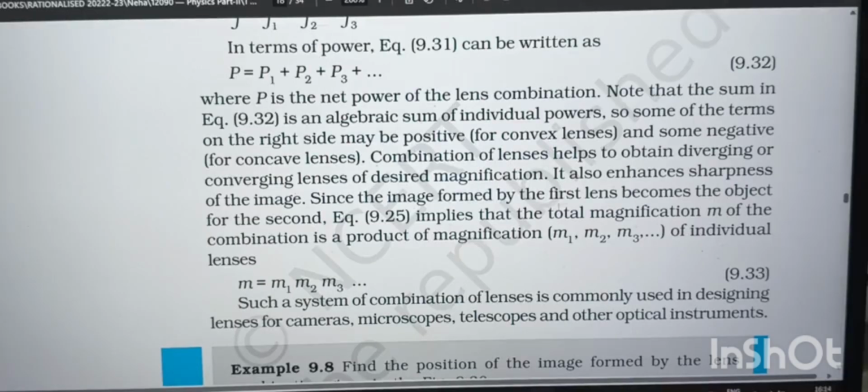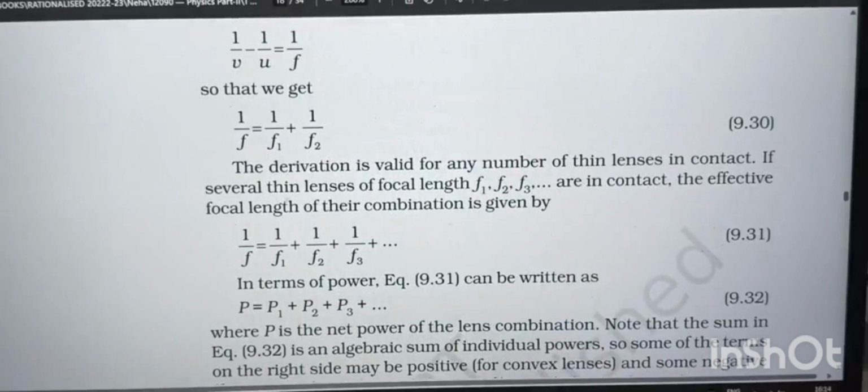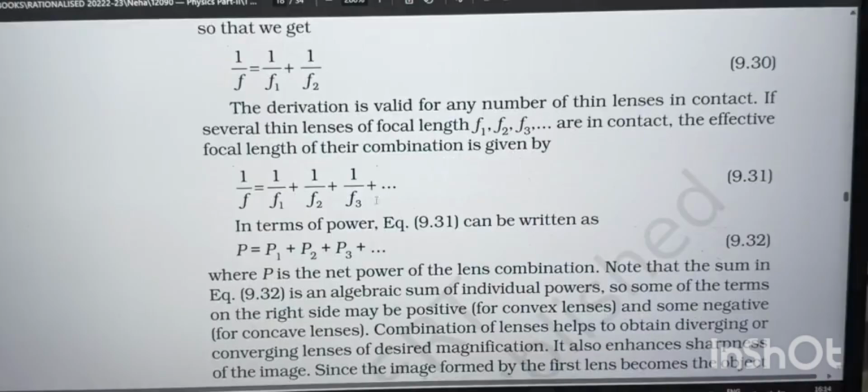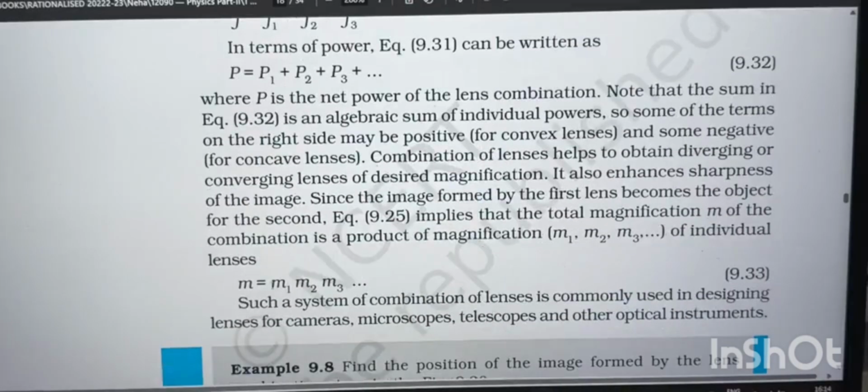Now since the image is formed by the first lens and then becomes the object for the second, if you want to get the magnification, just take the product. So when combined lenses are given, for focal length take the inverse and then add. If they ask for power, directly add, but keep in mind if it is convex then positive, if it's concave then negative. If magnifications, multiply all the magnifications, because magnification is like a ratio, right? How much larger the image has become as compared to the object. So here whatever image the first lens is forming, that is itself becoming the object for the second lens.